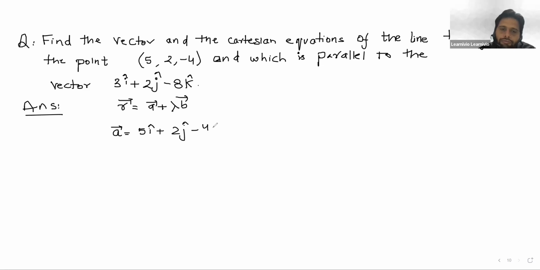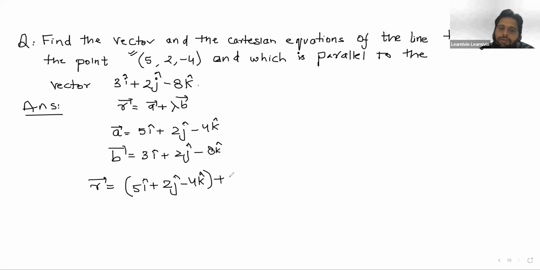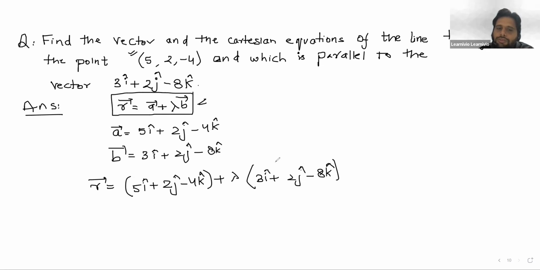Very good. Okay, all of you, your line is passing through this point. So A is this. What is B? B is 3i plus 2j minus 8k. Very good. So here you don't need to find the lambda. Check here. R is equal to A plus lambda B. So A is 5i cap plus 2j cap minus 4k cap plus lambda into B. B is 3i cap plus 2j cap minus 8k cap. So this is your complete formula. You don't need to find the value of lambda. It is the standard equation. So this is the final answer.